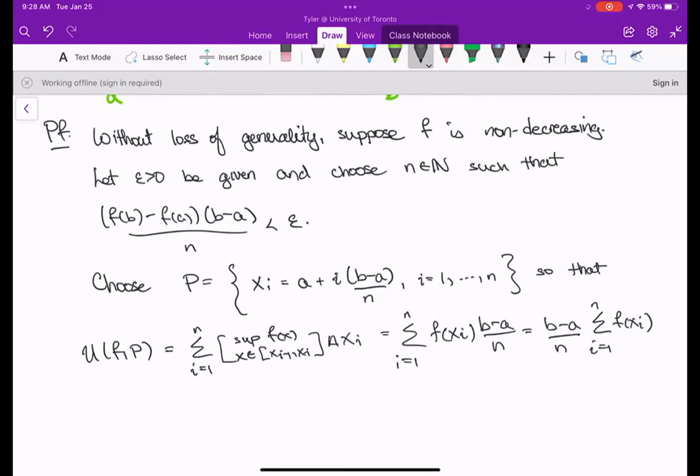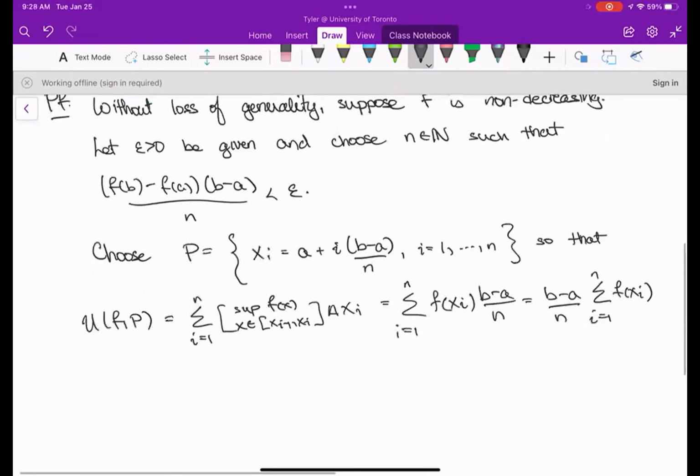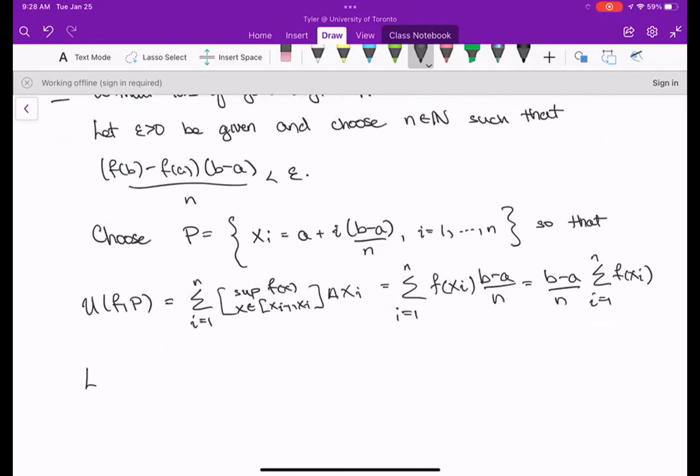Okay. Now, when you think about what the lower sum will be, it'll be the exact same thing. Instead of the sup, we'll have an inf. And then because we're non-decreasing, the infimum will be achieved at the left endpoint, right? So the left sum from i equals 1 to n. Or sorry, let me just go straight to the answer. We don't need to write everything all out again. So b minus a over n, sum from i equals 1 to n. And now we choose the left endpoint.